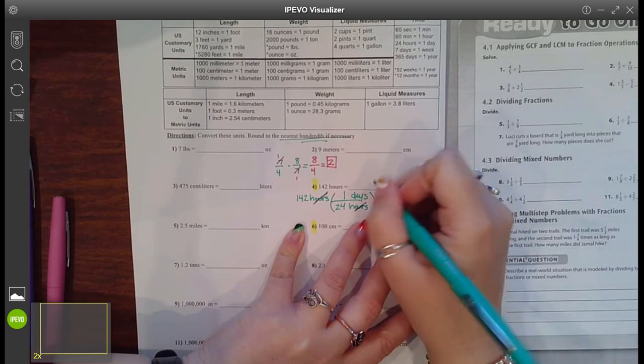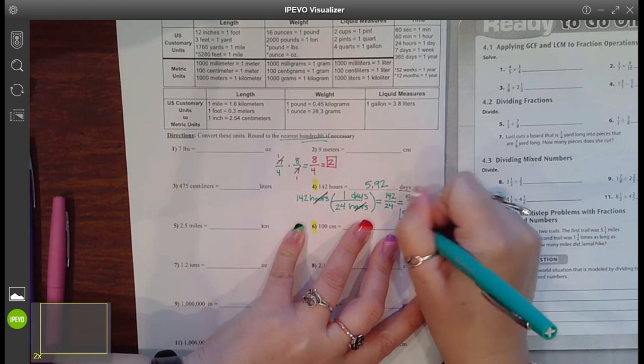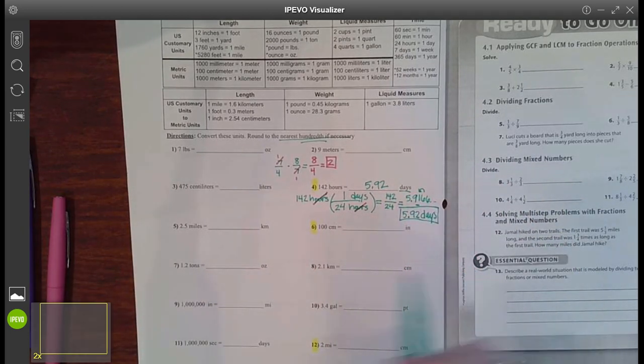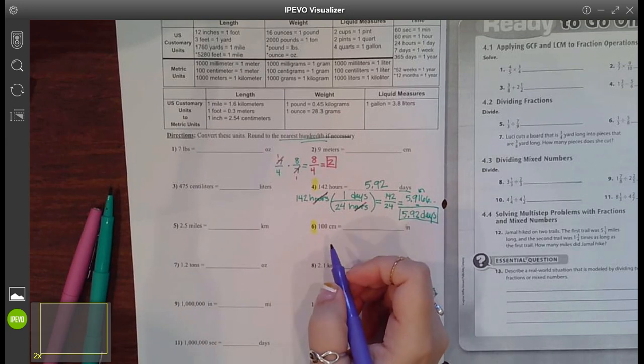142 hours is the equivalent of 5.92 days. Okay, and you're like, oh, I could have figured that out without doing this, but sometimes it gets a little bit trickier. Okay. Let's go ahead and take a look at this one.